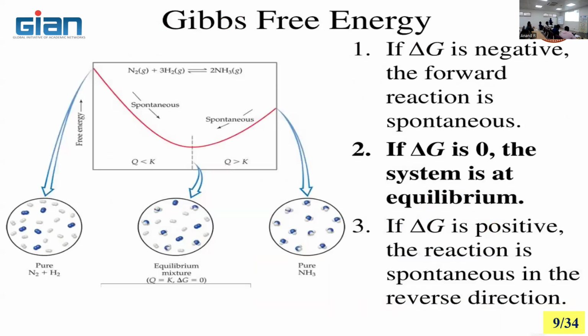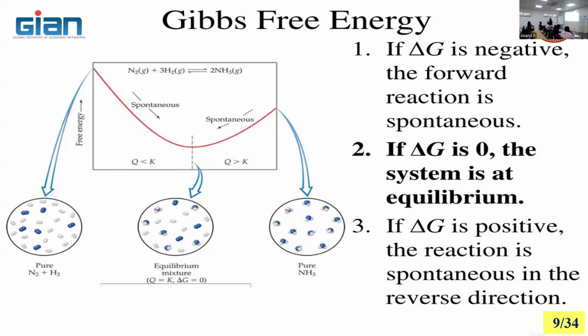So the Gibbs free energy gives you, for any reaction, an understanding of whether the process is in an equilibrium state, a spontaneous state, or a non-spontaneous state. We can identify this from the Gibbs free energy. If the Gibbs free energy is negative, the forward reaction is spontaneous. If the Gibbs free energy is positive, the reaction is spontaneous in the reverse, opposite direction. If the Gibbs free energy is zero, that means it has attained equilibrium.